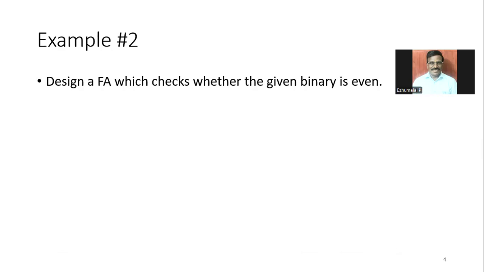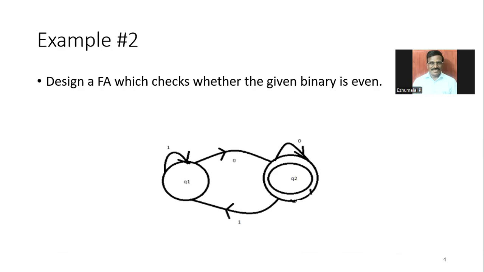Example 2. Design a finite automata which checks whether the given binary number is even or not. These are the two states, Q1 and Q2. If we are giving 0, it goes to Q2. If we are giving 1, it goes to Q1. Again, if we are giving 1 in Q1, it goes to Q1 only. If we are giving 0 in Q2, it goes to Q2 only. So if any number is even, this input will be accepted.